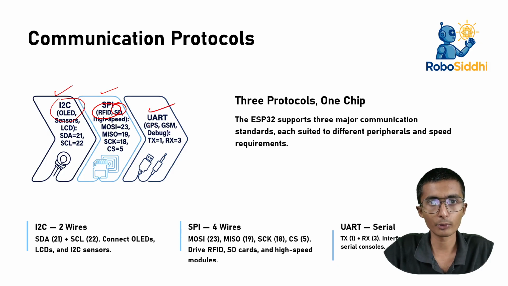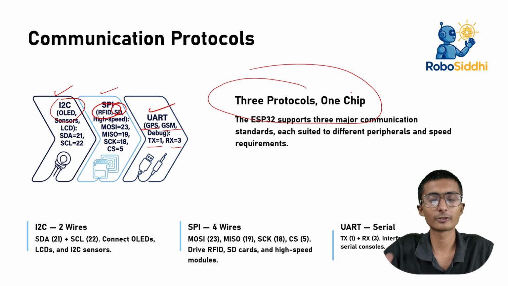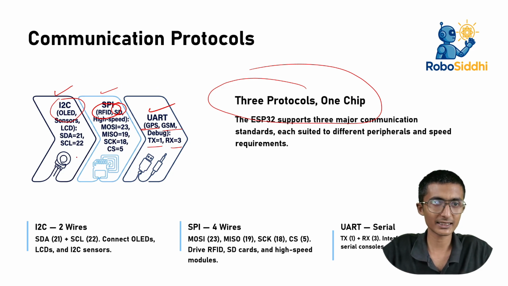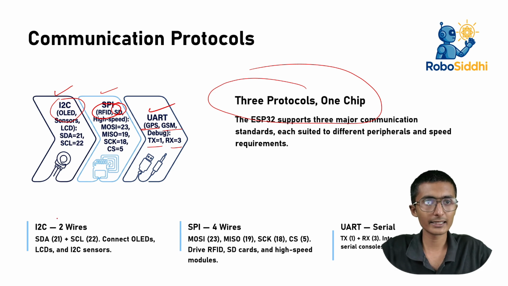Then we use UART for GPS module and GSM module. That is TX, RX, transmitter and receiver. We have already seen it. So there are three protocols on one chip: I2C, SPI and UART. Alright, so that's the same thing we have written here.